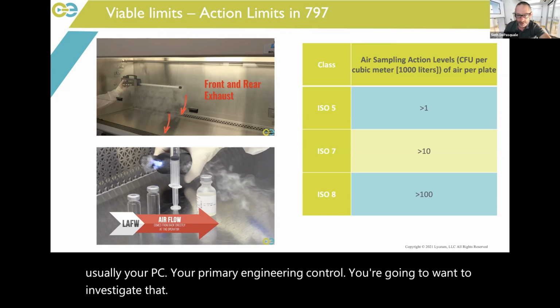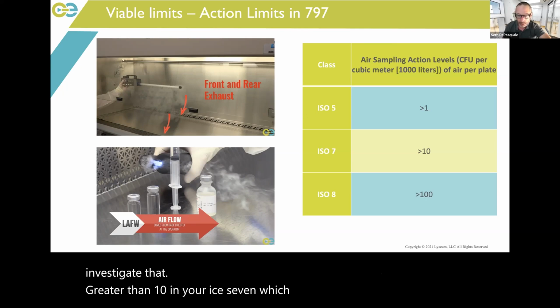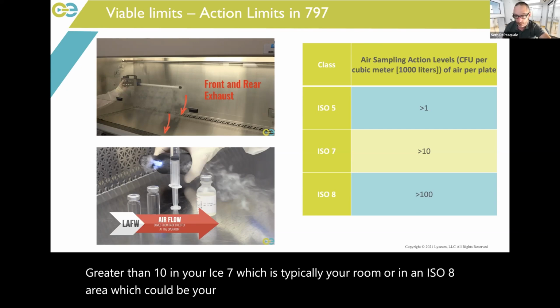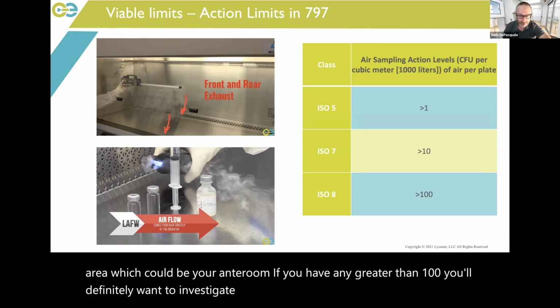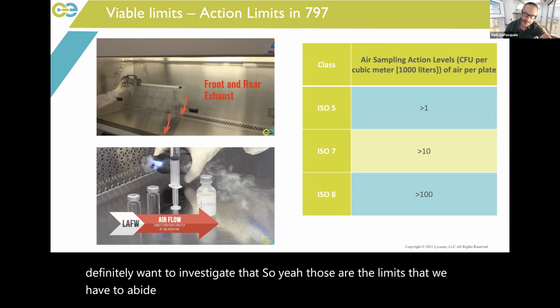Greater than 10 in your ISO 7, which is typically your room, or in an ISO 8 area, which could be your ante room. If you have any greater than 100, you'll definitely want to investigate that. So yeah, those are the limits that we have to abide by according to 797.